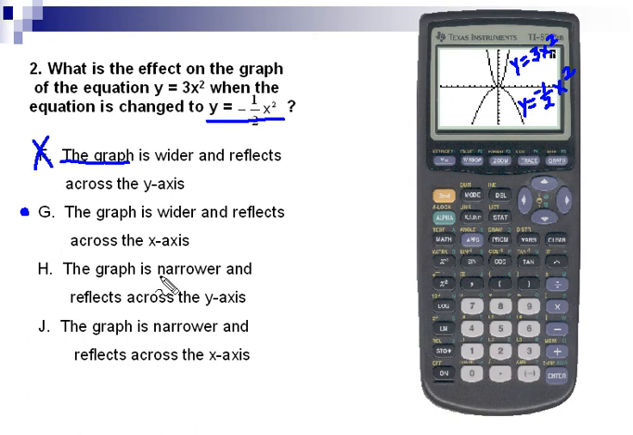Choice H says the graph is narrower and reflects across the y-axis. It's not narrower, therefore this would not be a good answer. J says the graph is narrower and reflects across the x-axis. Here again, the graph of y equals negative 1/2 x squared is not narrower than y equals 3x squared. So J would not be a good answer, and the correct answer here would be G.